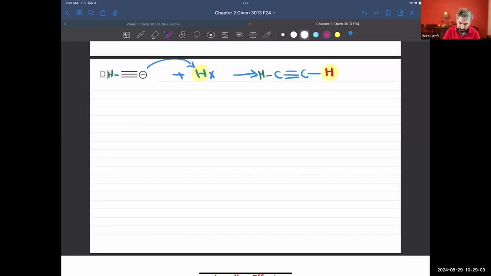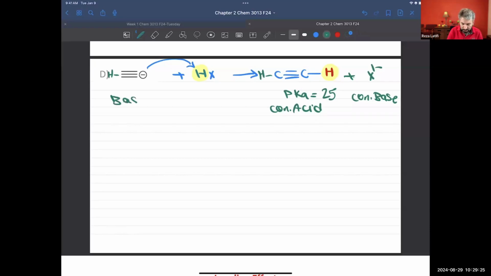So I'm going to say the pKa for this is around 25. This is your conjugate acid. And of course, you get X minus 1. That's going to be the conjugate base. This is going to be my base, and this one will be the acid. So the pKa of our acid, HX, must be less than 25.